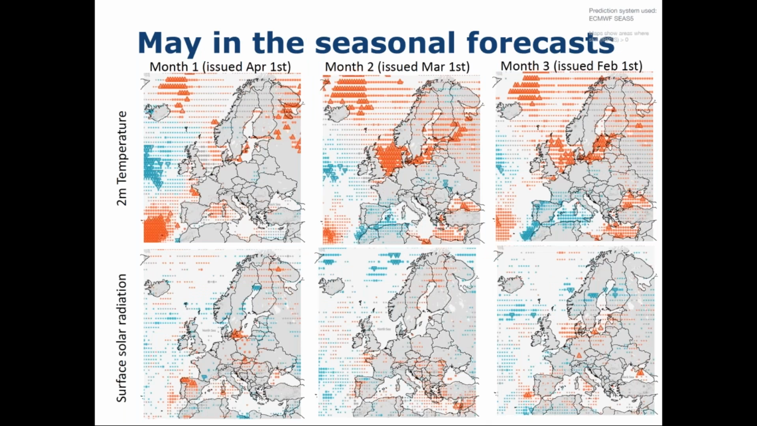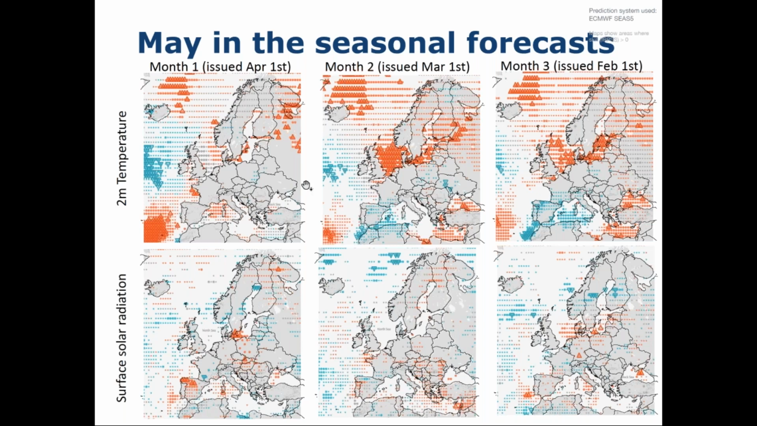Now let's look at how they perform in the seasonal forecasts. So what we've taken here is the forecast issued in April, the forecast issued in March for 2 months ahead, and the forecast issued in February for 3 months ahead. So we see here that generally across Europe, there isn't much signal in these seasonal forecasts in month 1 for these forecasts issued in April. And this looks like it would have been a pretty climatologically average month. Most of the signals here sit over the oceans rather than over the land.